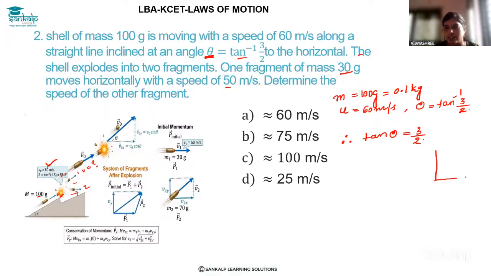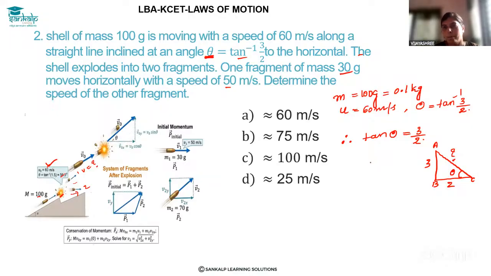So consider a right angle triangle. Let it be theta. This is the adjacent side to theta. Let us name it ABC. BC is the adjacent side, AB is the opposite side to theta. So tan theta is 3 by 2, tan theta is equal to opposite by adjacent. It is 3, it is 2.